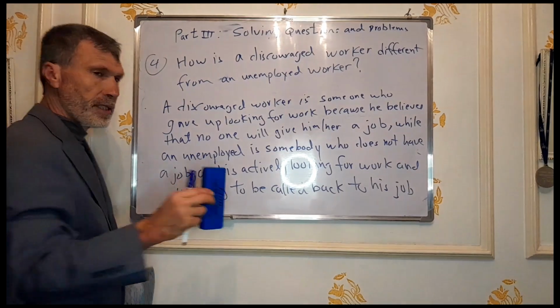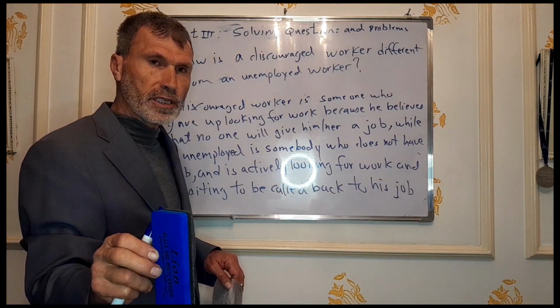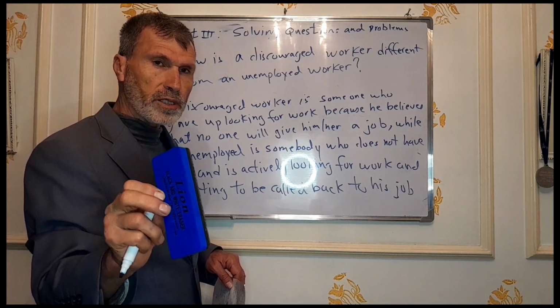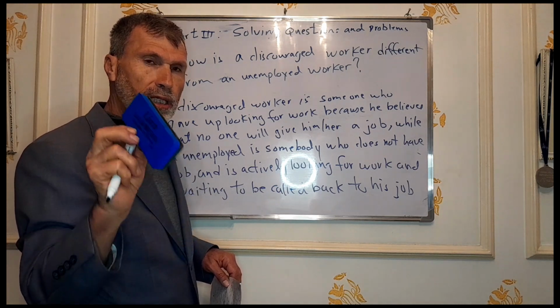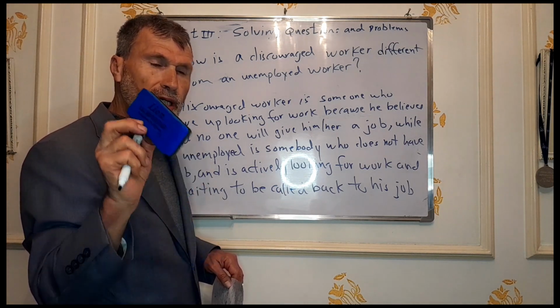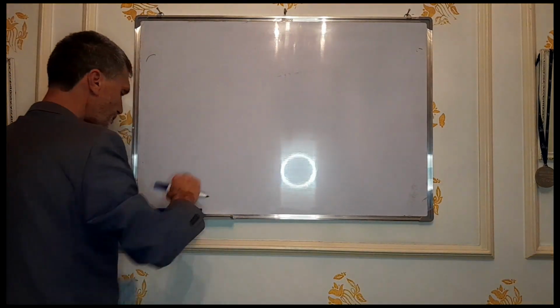Okay? The discouraged worker is eliminated from the labor force and is not included in the unemployment rate, while the unemployed worker is included in the labor force and therefore is included in the unemployment rate. Let's move.